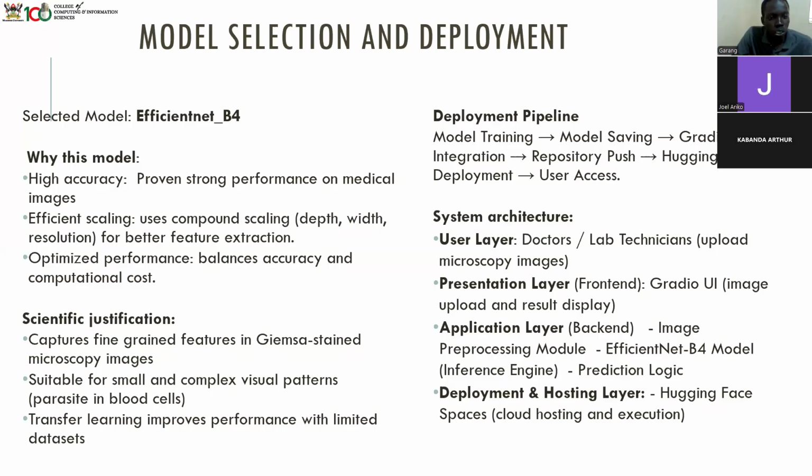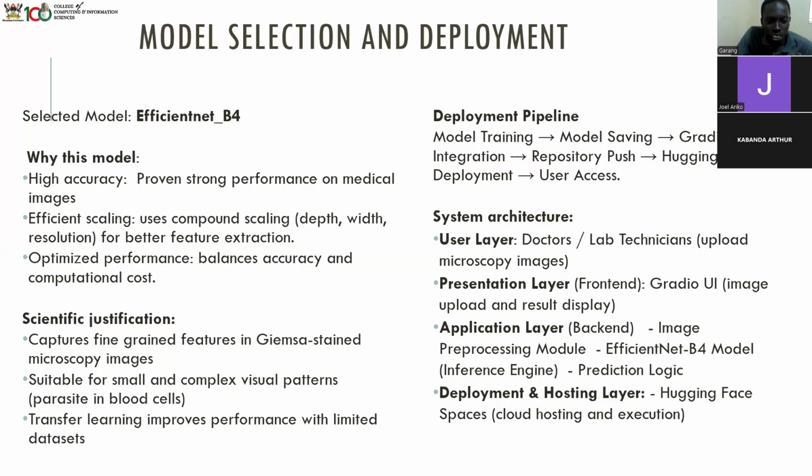So when you use this model, it can clearly capture the features of Babesia and relate them to other parasites that may be similar to it, but then it can generate very well so that you can know that this is Babesia and this is not Babesia. It is suitable for small and complex visual patterns, parasites in blood cells. So when we are training the model, that's why it goes up to 99% training accuracy.